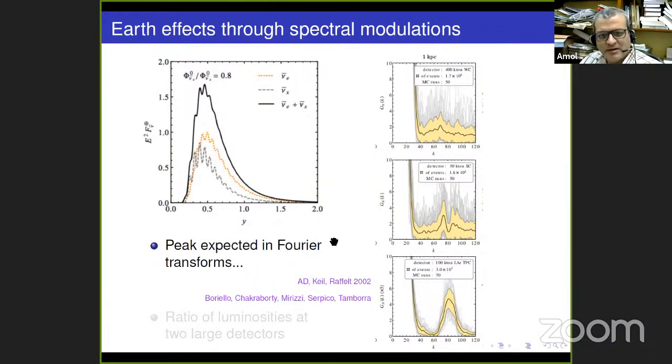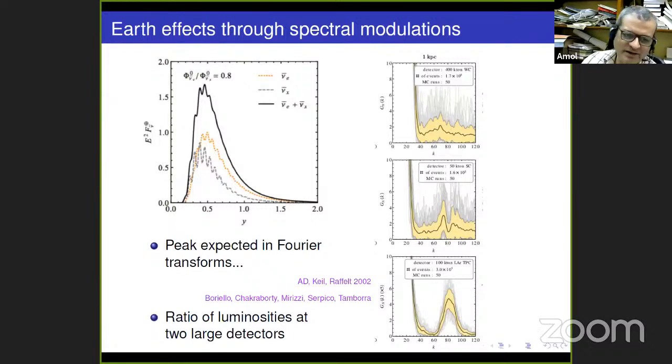Okay. Even if this is not true, the second thing you can do is always look at luminosities at two different detectors. This we saw earlier. We could look at luminosity at IceCube and luminosity at Super-Kamiokande, and maybe those two luminosities will be different, and the difference between them will be because of Earth matter effects. Okay, so this also is possible.